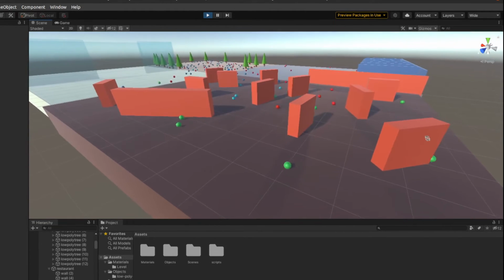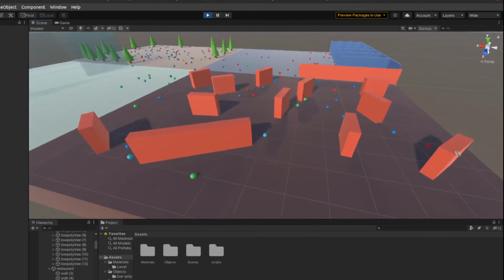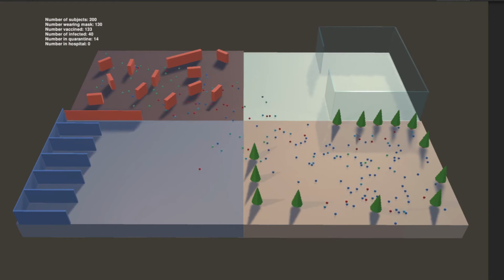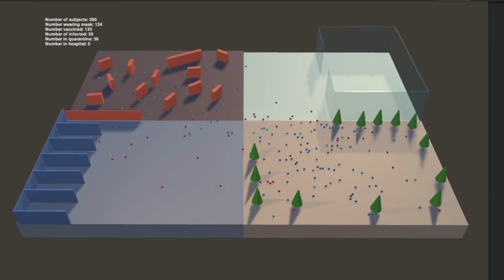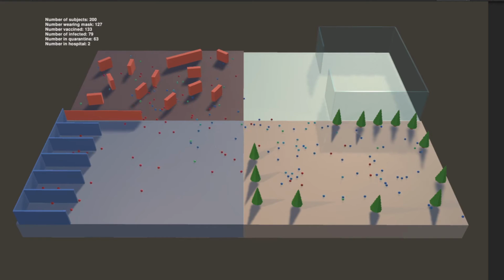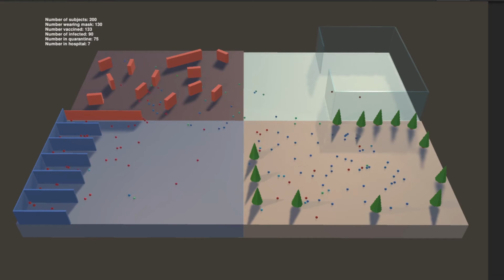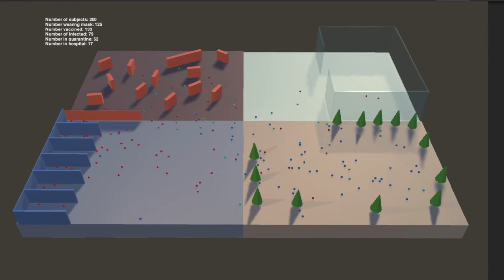I also wanted to include the mask and vaccine variables. Subjects following the health recommendation are going to wear a mask when out in the street, whereas non-compliers are going to be walking without a mask. Similarly, the vaccine status of each subject is tied to their compliance level.